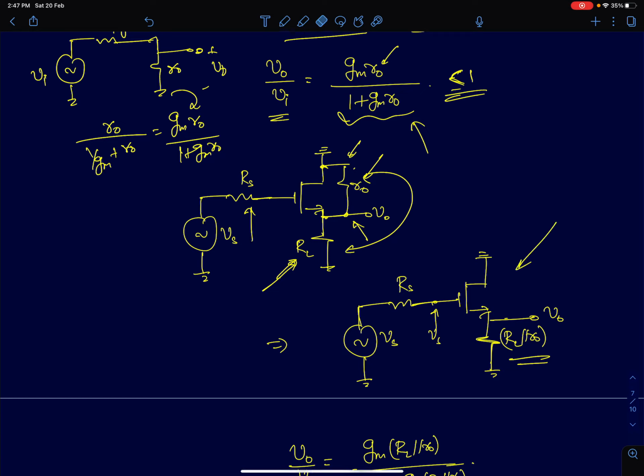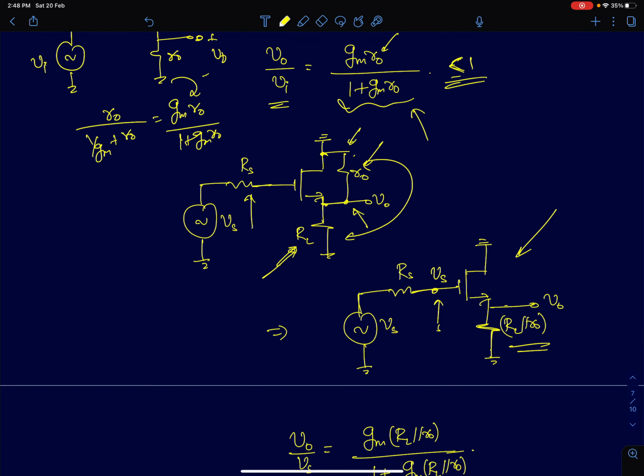And the source resistance really doesn't come into the picture because the gate current is 0. So no current flows through the gate. Input current is 0. Or we can also say input resistance is infinity. So no power is dissipated across RS. In fact, no power is drawn from the source itself because the current is 0. So the gate voltage will be exactly equal to Vs.